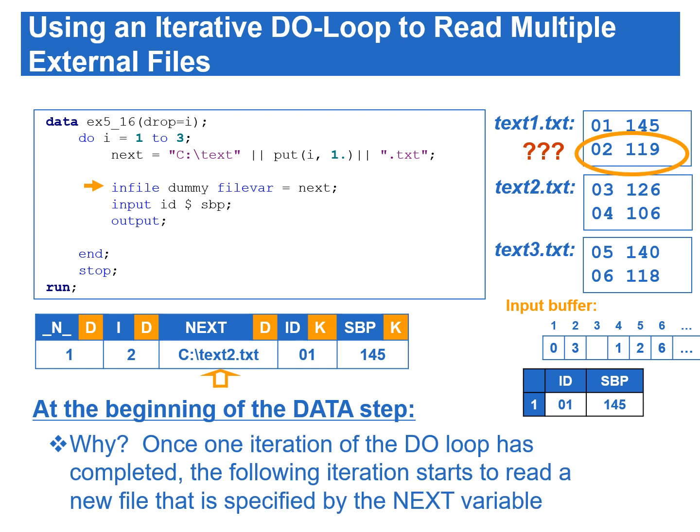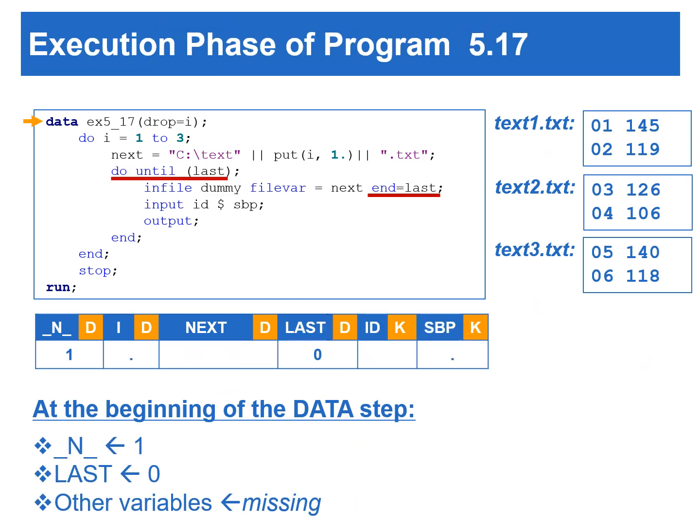But wait! The program didn't read the second record of the first file. Only the first observation from the external file was sent to the designated output dataset. The reason is that, when a single iteration of the do loop has been completed, the following iteration starts to read from a new file, that is specified by the next variable. To read all the observations of each file, we can utilize the end equals option, and include a do until loop, within the iterated do loop.